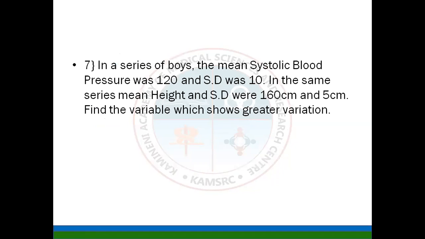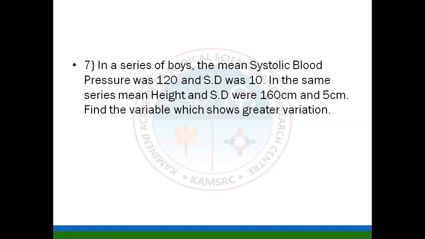The seventh question. In a series of boys, the mean systolic blood pressure was 120 and SD was 10. In the same series, mean height and SD were 160 centimeters and 5 centimeters. Find the variable which shows greater variation. This is also like the previous question, but here they have given it for the same group.